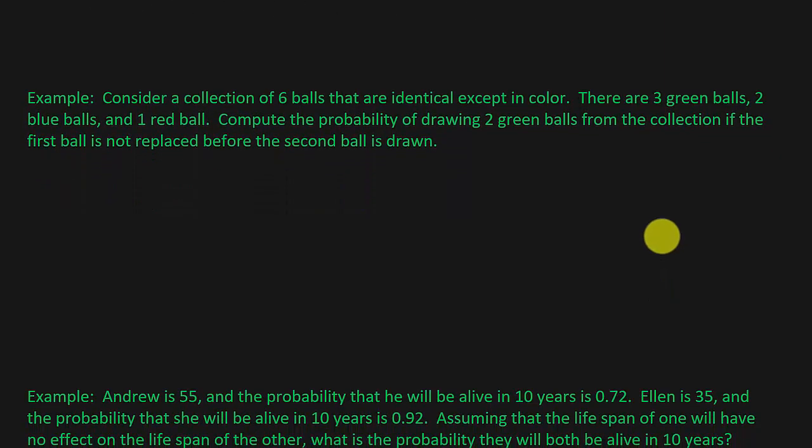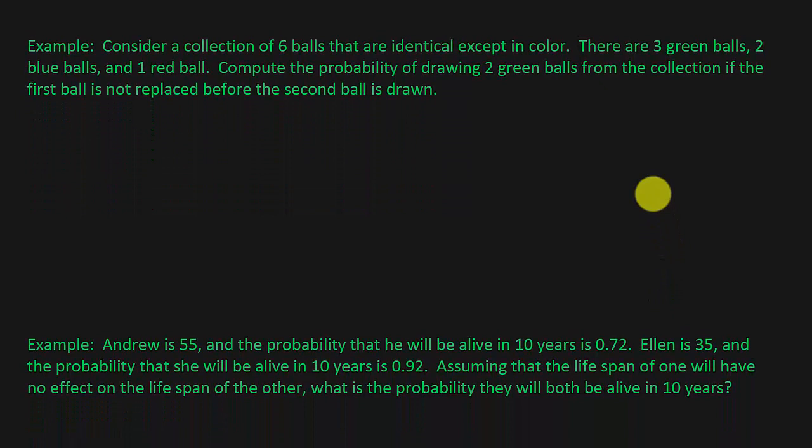All right, let's look at this one. Consider a collection of 6 balls that are identical except in color. There are 3 green balls, 2 blue balls, and 1 red ball. Compute the probability of drawing 2 green balls from the collection if the first ball is not replaced before the second ball is drawn.